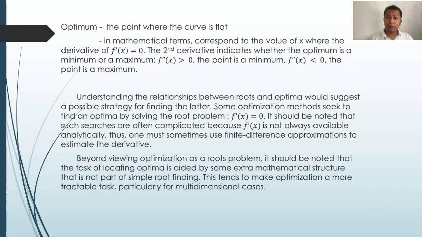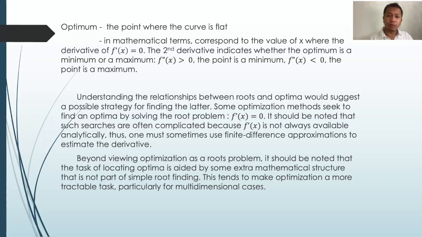The optimum is the point where the curve is flat. In mathematical terms, it corresponds to the value of x where the first derivative is equal to 0. And the second derivative indicates whether the optimum is a minimum or a maximum. So if the second derivative is greater than 0, then the point is a minimum. And if it is less than 0, then the point is a maximum.